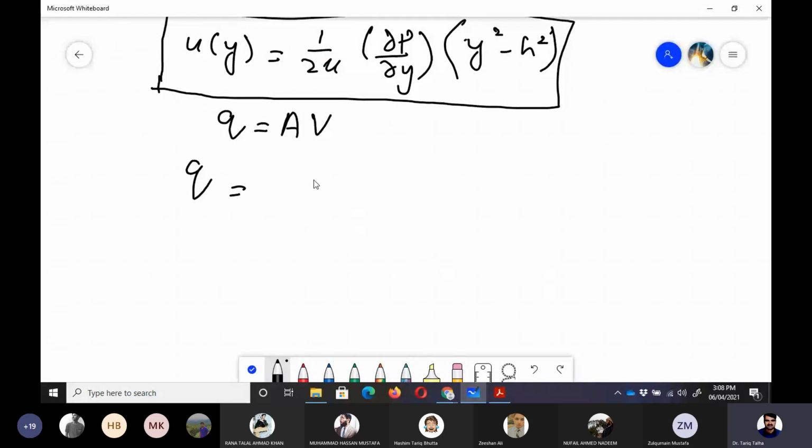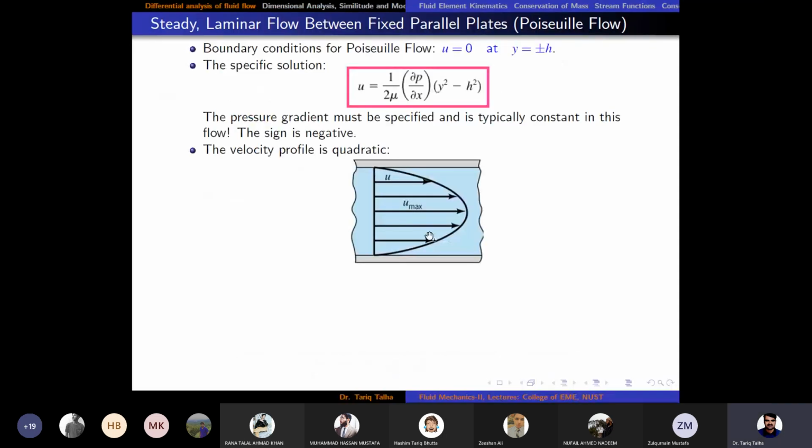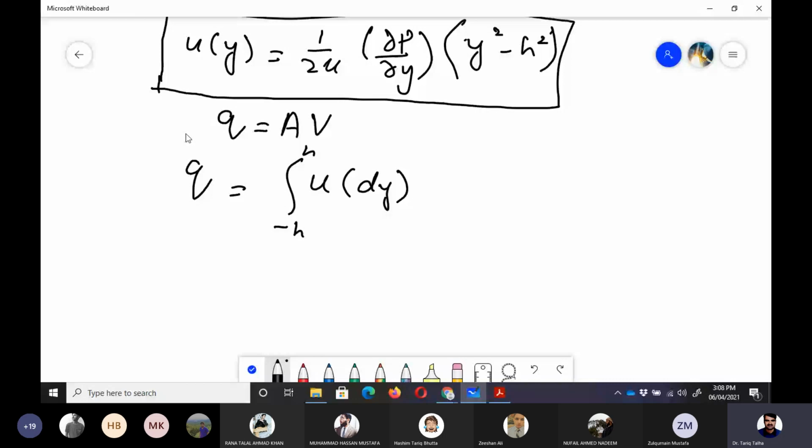So if we do that integration, we can write u into dy from minus h to h, which is the distance between the two plates, where dy is the height shown here, and then the third direction, z, which is out of the board, because we need to have area there. We take it as 1.